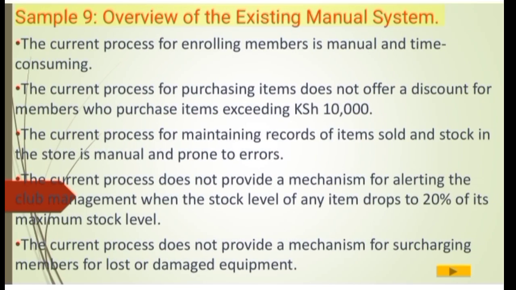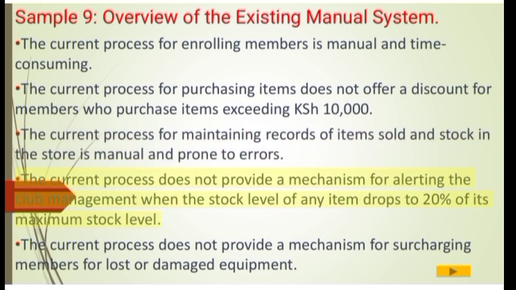Sample 9. Overview of the existing manual system. The current process for enrolling members is manual and time-consuming. The current process for purchasing items does not offer a discount for members who purchase items exceeding KSH 10,000. The current process for maintaining records of items sold and stock in the store is manual and prone to errors.